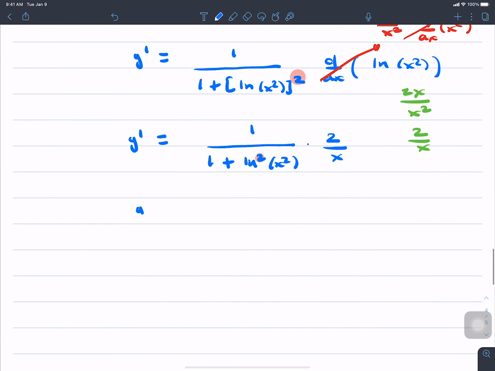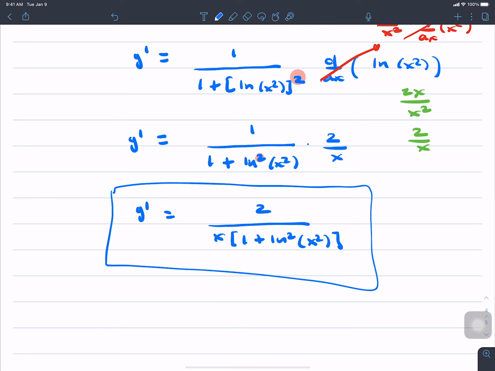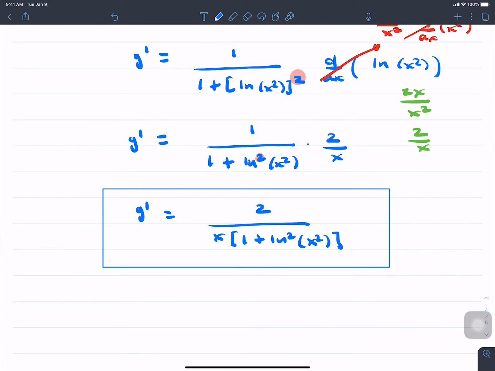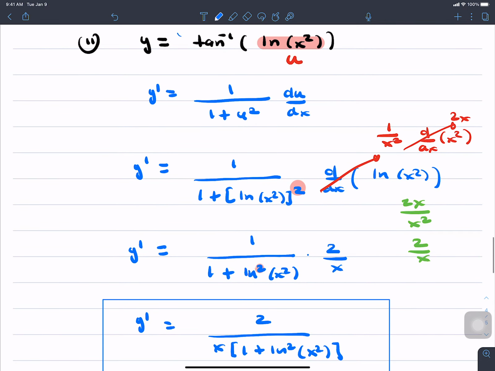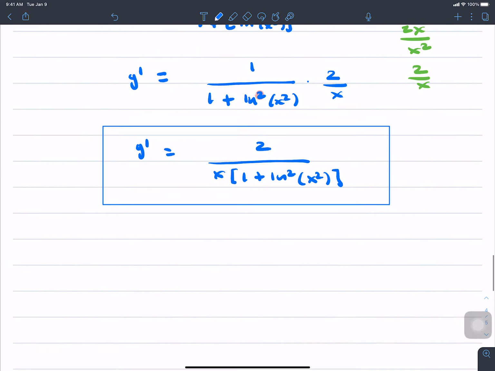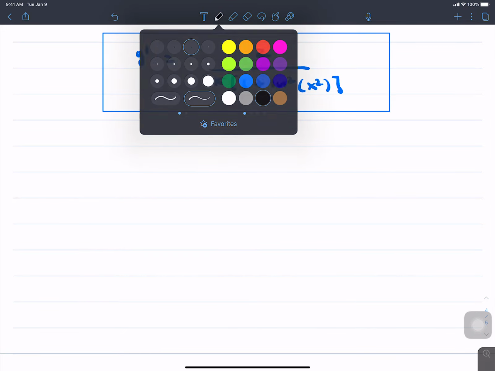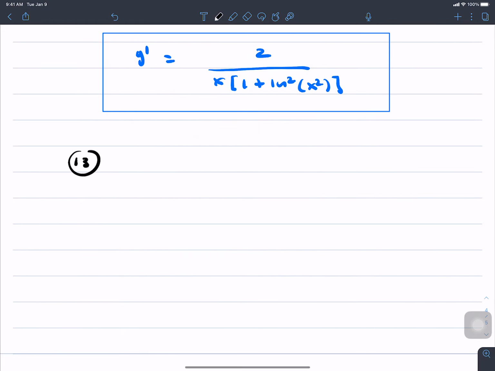So that y prime becomes 2 over, we'll say x times 1 plus natural log squared of x squared. And we can put that in a bracket, I guess. And we don't necessarily have to use a distributive property here. But there you go. Here's that derivative. So, as we are proceeding here, you guys can see we're kicking it up.